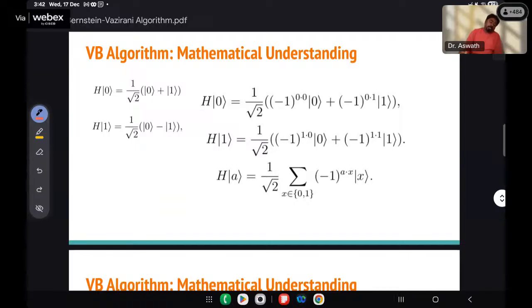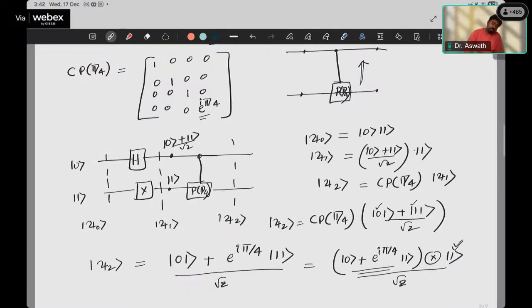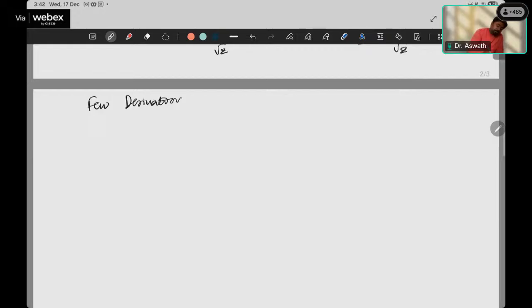Now, Bernstein-Vazirani algorithm, we can understand using a few more shorthand notations. What are those shorthand notations? Let's use my hand notes to understand a few derivations. Yesterday we tried a few derivations for Hadamard action, so that is what we will do today also.